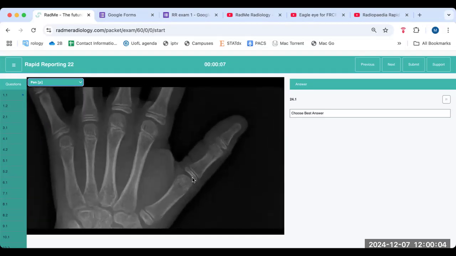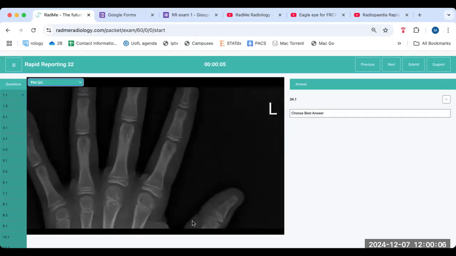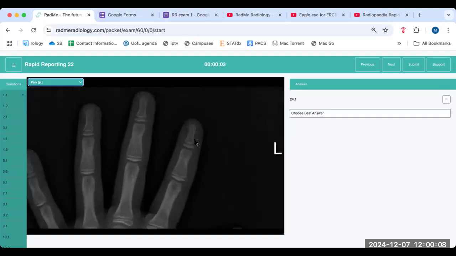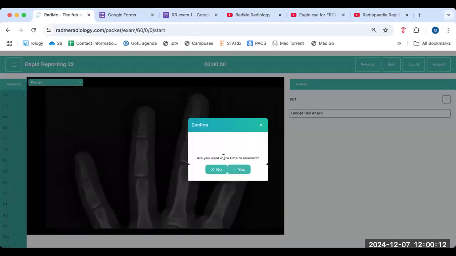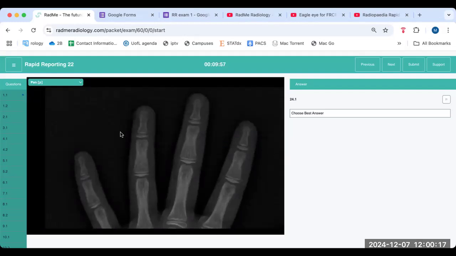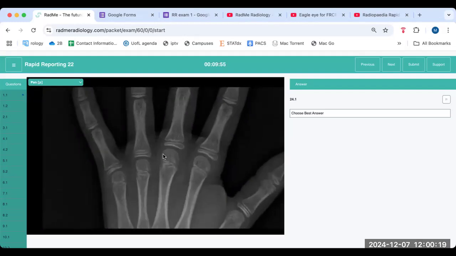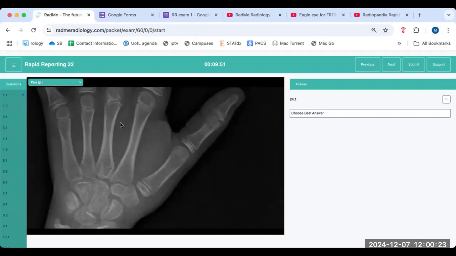And in the real exam, they should bring two views at least to make sure that you are not missing any real abnormalities, and double check the terminal tufts. There are some subtle fractures in the terminal tufts. Also, if they bring the oblique or lateral views, check for avulsion fractures.